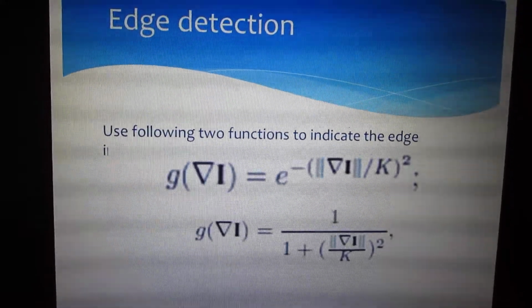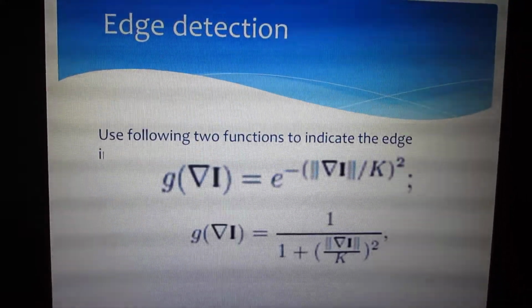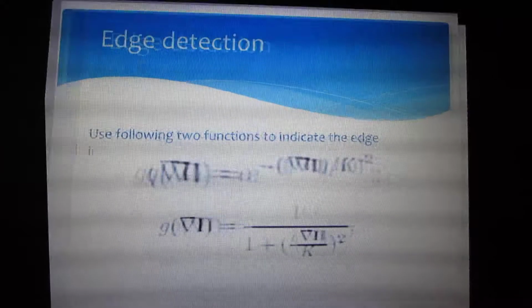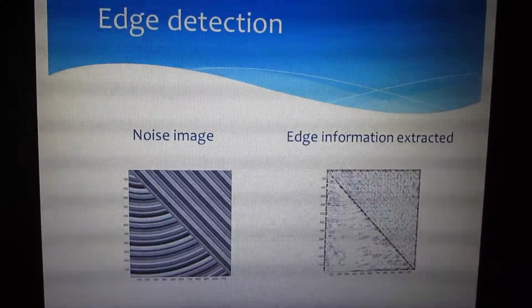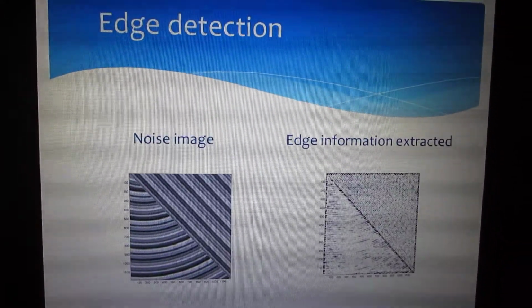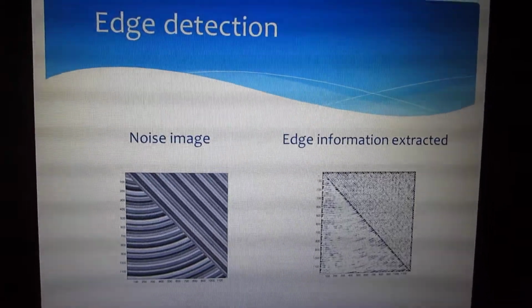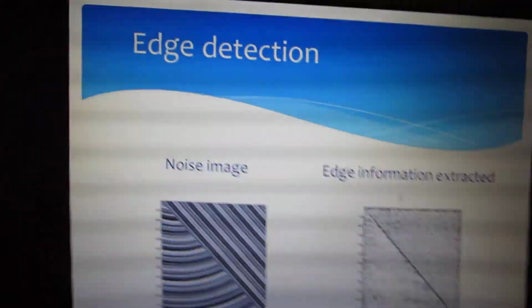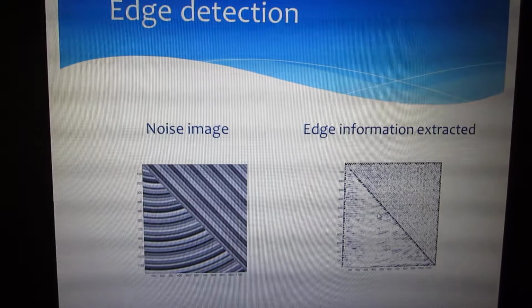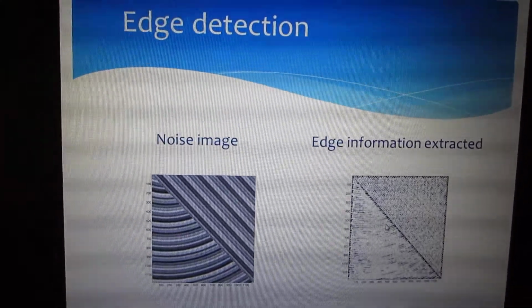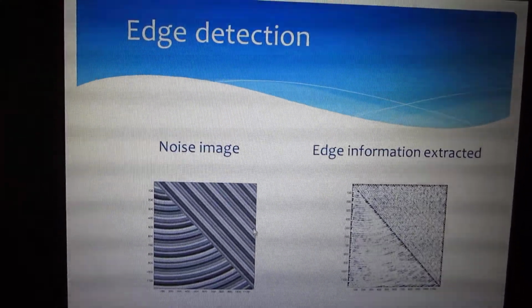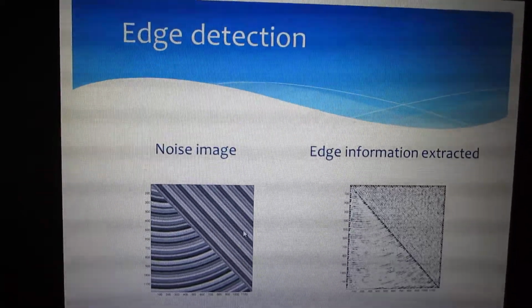Those two equations here are used to detect the edge information. We can see the image on the right is the edge information extracted from the noisy image on the left.